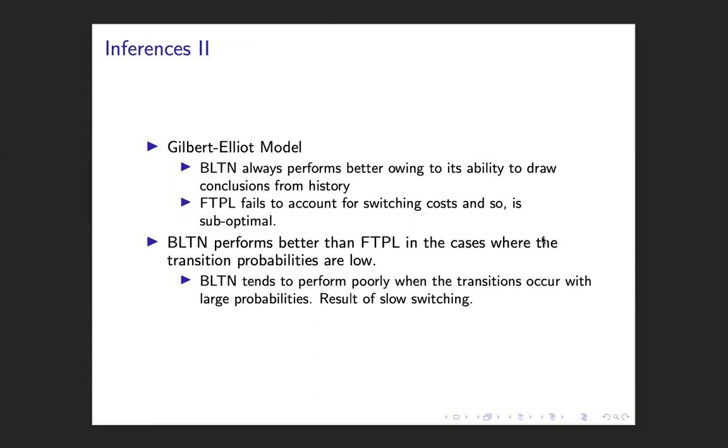Under the Gilbert-Elliott model, BLTN always performs better owing to its ability to draw conclusions from history, whereas FTPL does not account for switching costs, and so it is suboptimal. BLTN performs better than FTPL where the transition probabilities are low. However, BLTN tends to perform poorly when there is a high transition probability. BLTN switches very slowly.